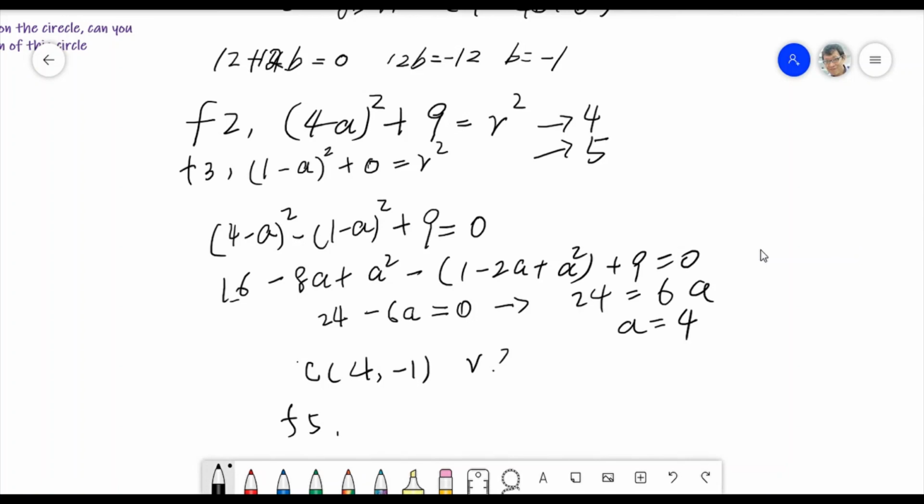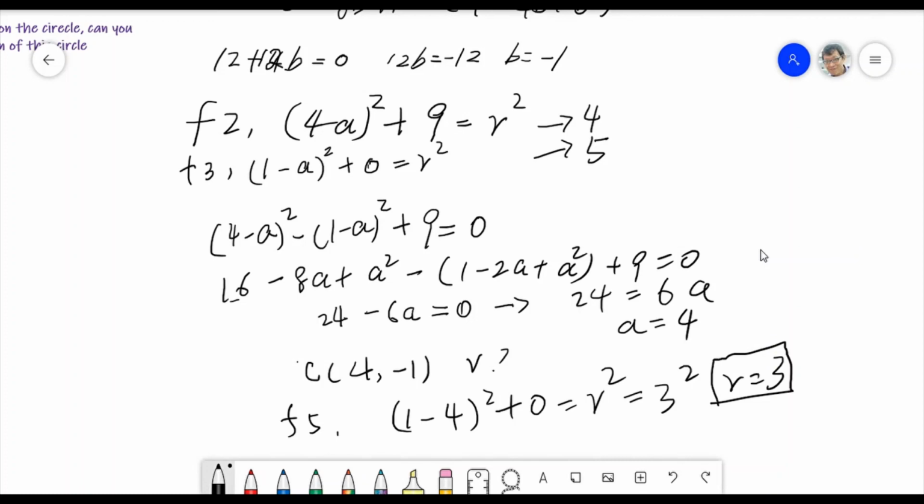So equation 5 is 1 minus a, 1 minus 4, right? Squared, then plus 0 equals r squared. So 1 minus 4 is negative 3. Negative 3 squared is equal to r squared, which means 3 squared. So r equals 3, right? So right now we already solved the problem. The radius is 3, and the circle's center is 4 and negative 1. All right. So thank you very much for this session. Thank you.